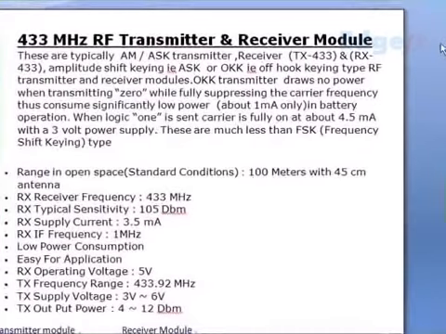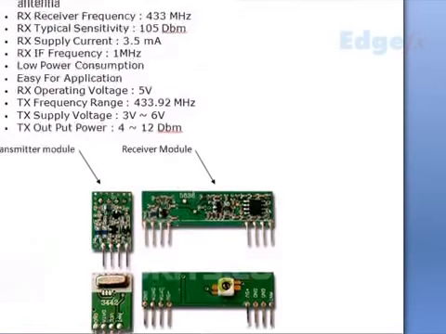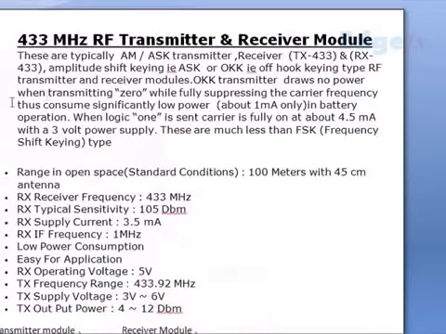Hello. Many of the projects we use RF modules. The RF modules are 433 megahertz RF transmitter and receiver modules. They look like this: the transmitter module, both sides, and the receiver module, both sides. They are typically 433 megahertz.